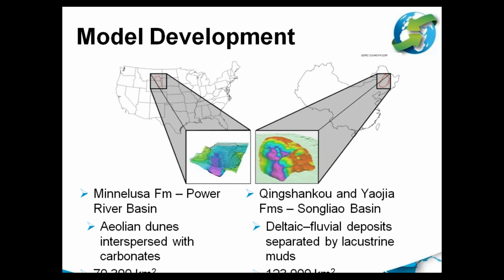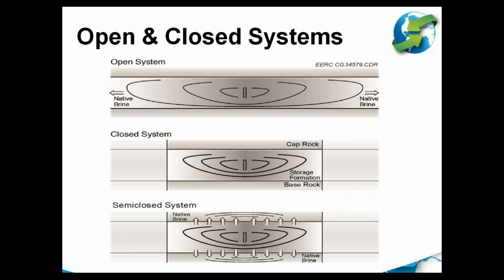So in the Minnelusa, it's predominantly aeolian dune sedimentary formations interspersed with carbonates, whereas the Chinese formation is largely composed of deltaic fluvial deposits separated by lacustrine muds. You should also note the scale of the formations, which are within different basins.